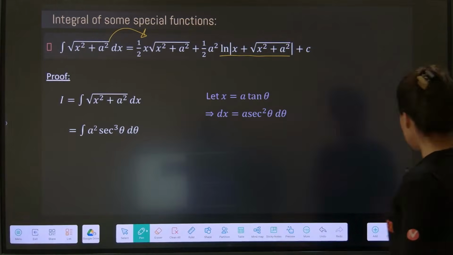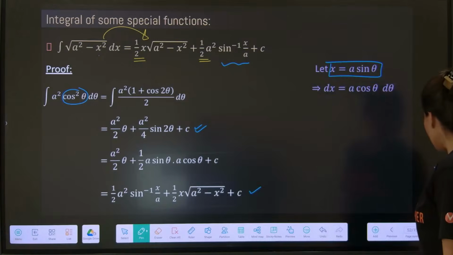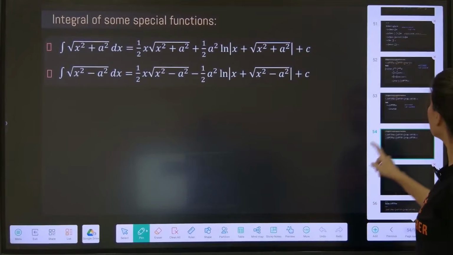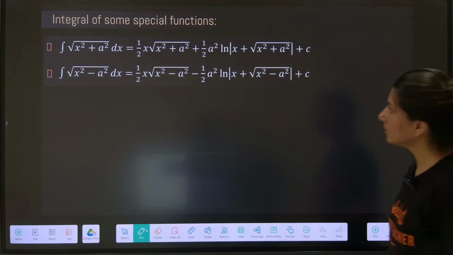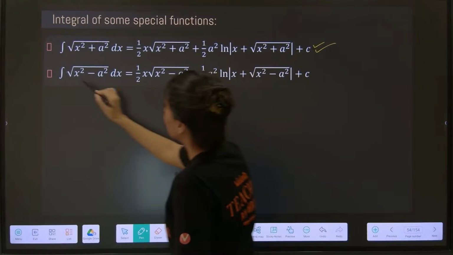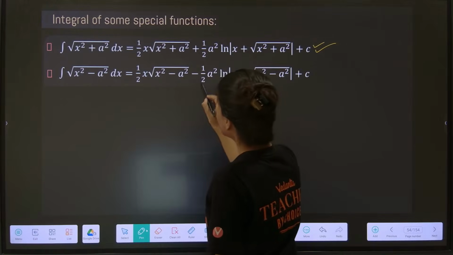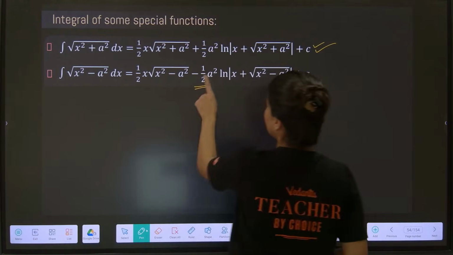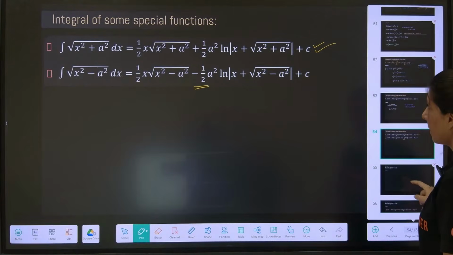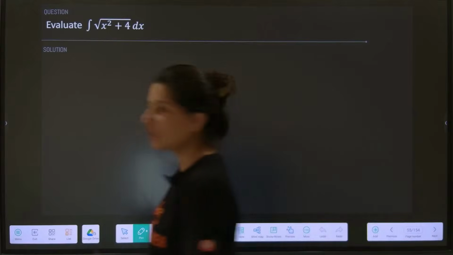Okay, same here also now. Half x, copy paste, half a square, previous old formula. Let's do. So this is how it is. And same, square root x square minus a square is also half x, copy paste. Now this time minus sign, half a square log of x plus square root x square minus a square. Can you see this? Now let's solve this question.